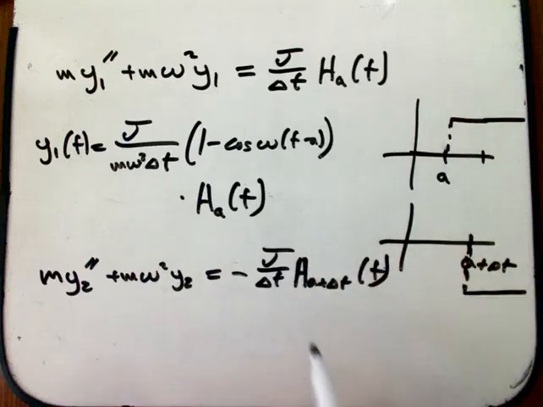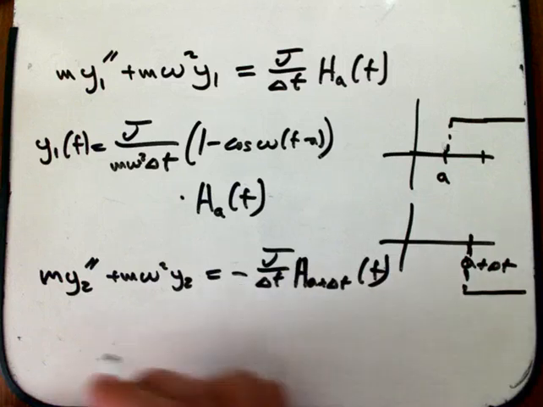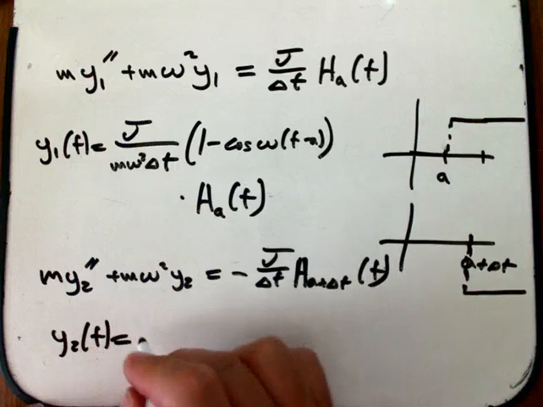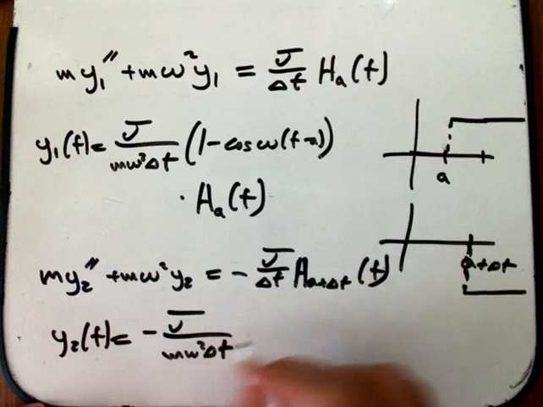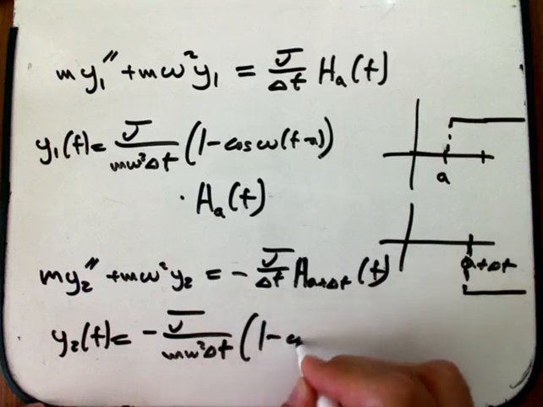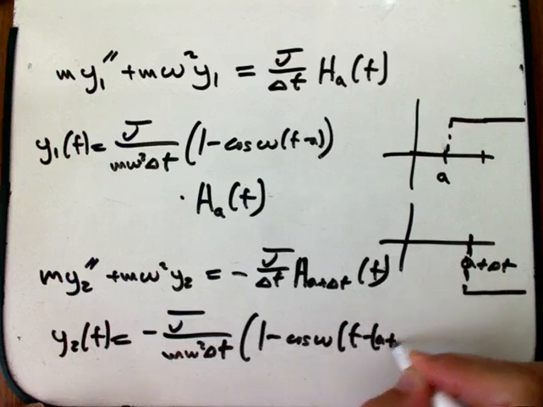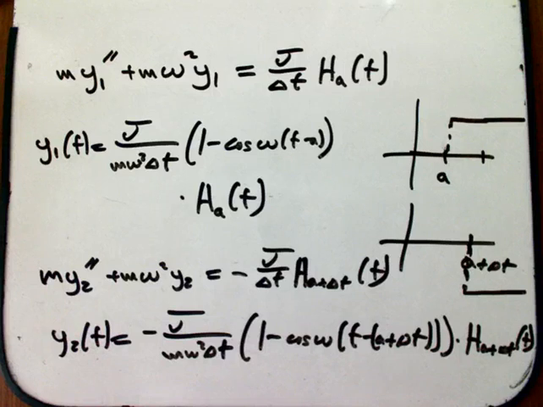Okay. Well, this is the same problem. It's with a minus sign, and I'm just delaying it by delta t. So it's not much harder. It should be minus j over m omega squared delta t, 1 minus cosine, same angular frequency. Now, of course, the a is changed to an a plus delta t, and then we only turn it on at a plus delta t. Okay, so why is this so interesting?